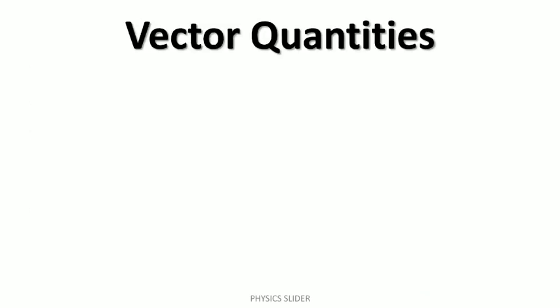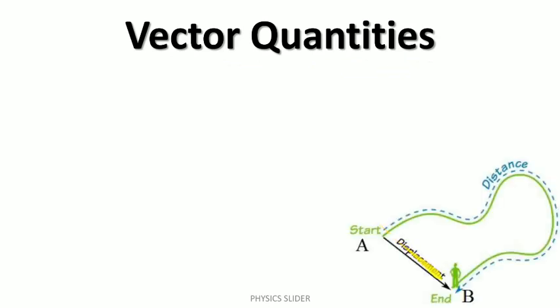Now let's talk about vector quantities. We have discussed this displacement. In case of displacement, a direction is specified which is from A to B. It is not free to move in any of the directions. It is only free to move from initial to the final position. So we must define the direction in case of displacement. So we need magnitude as well as direction.